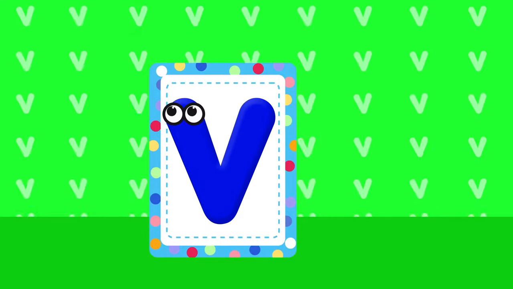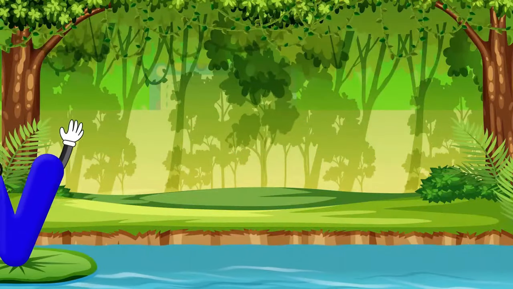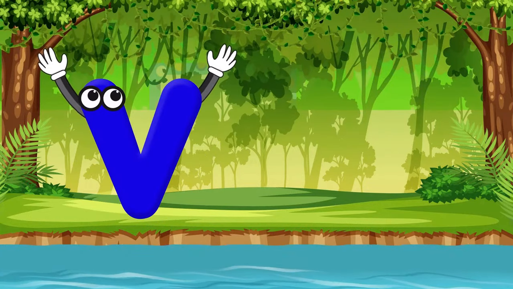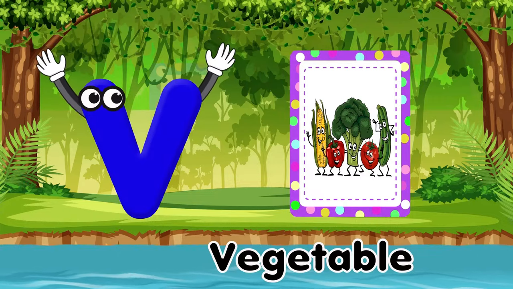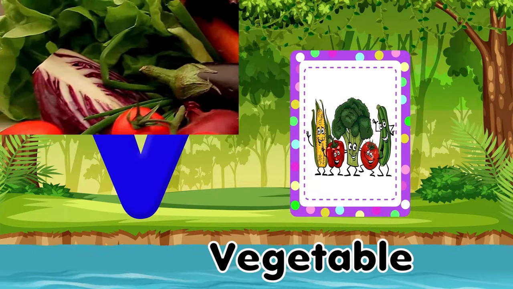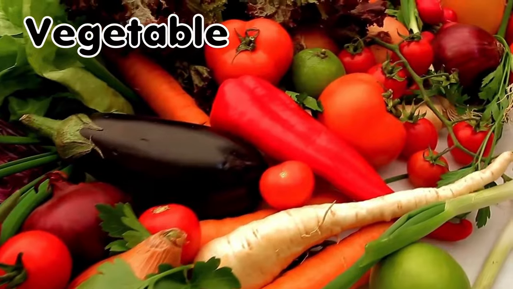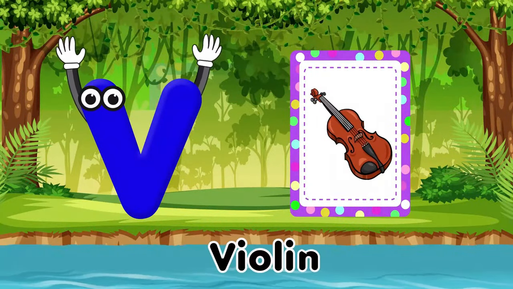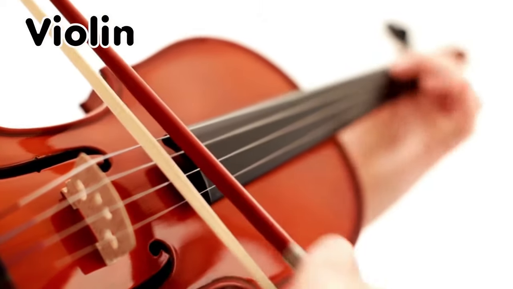V. Is for vegetable. Vegetable. V is for violin. Violin.